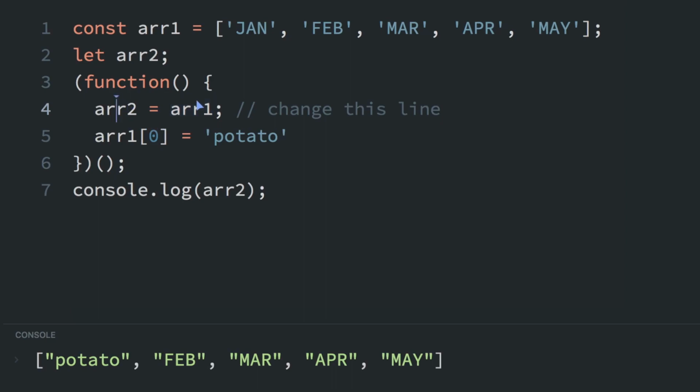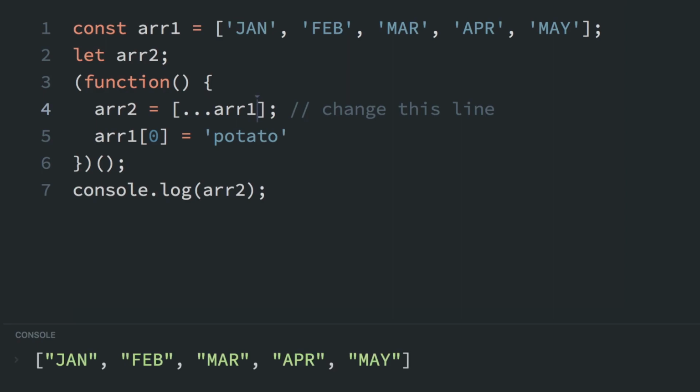But what if we want array 2 to be a copy of array 1? We can use the spread operator. Now, we can't just use the spread operator like this. That's not going to work. But if we put this inside brackets, which is an array, it will spread out the contents of array 1 into this new array. So we're not making array 2 equal array 1. We are making array 2 equal all of the contents of array 1, so they'll be different. So if we run this again, you'll see that it says January for the first element in the array instead of potato.